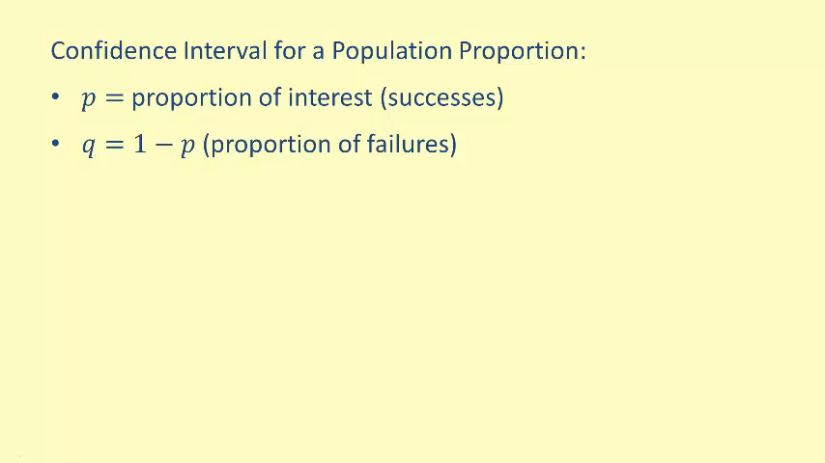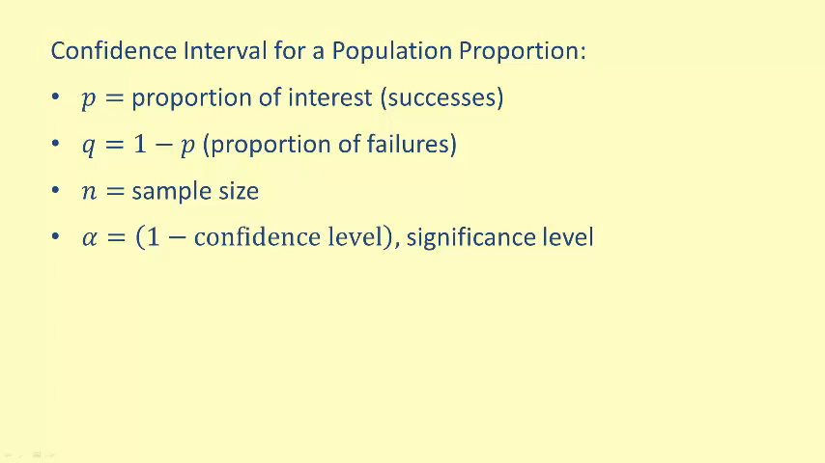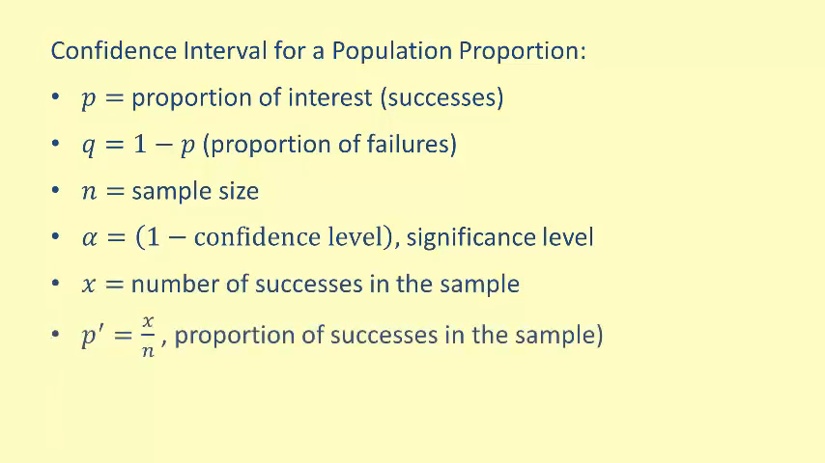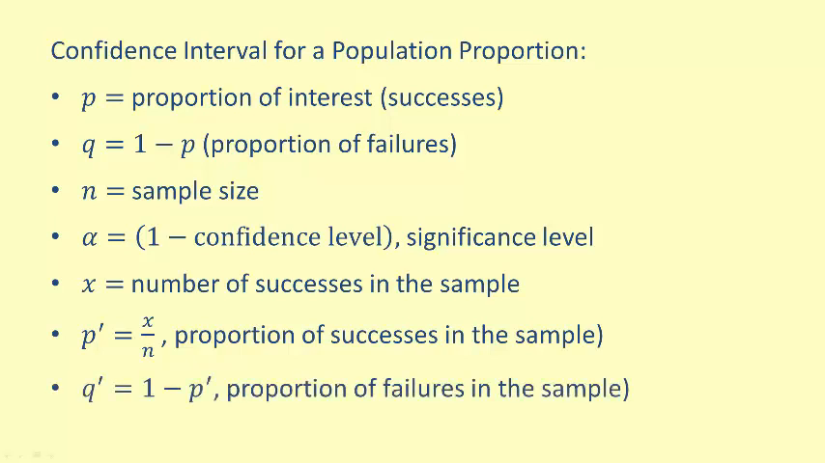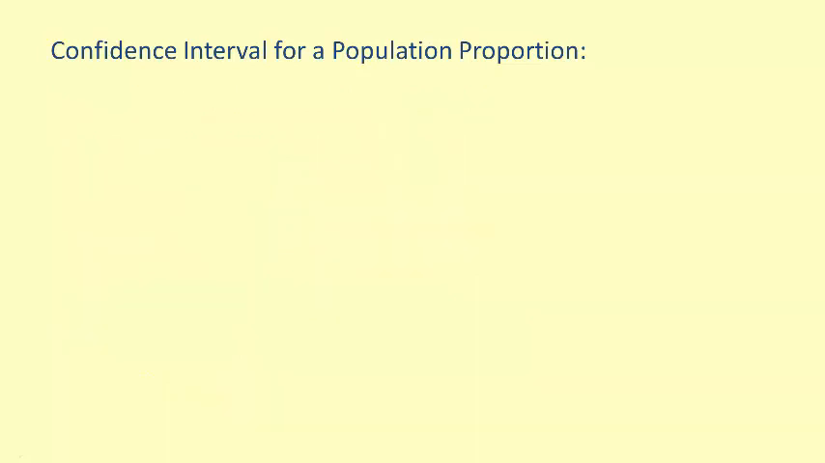As usual, let n be the sample size and alpha be the significance level. Let x be the number of successes in the sample. Then p prime, the proportion of success in the sample, is x over n. With p prime, we can define q prime, the proportion of failures in the sample, as 1 minus p prime.